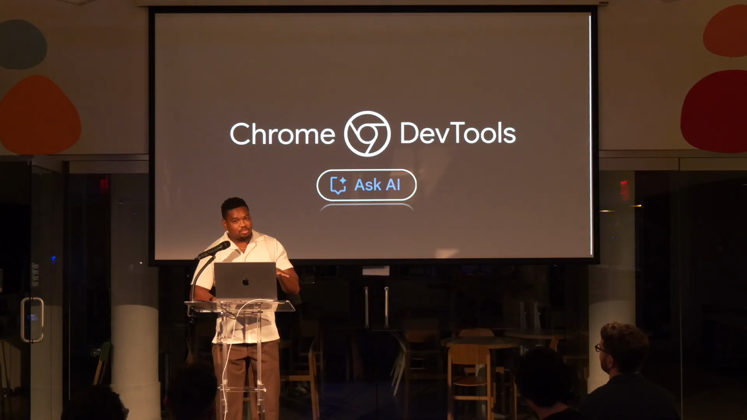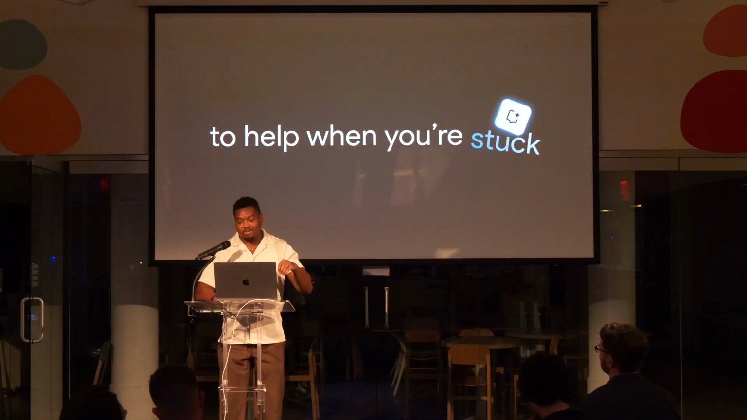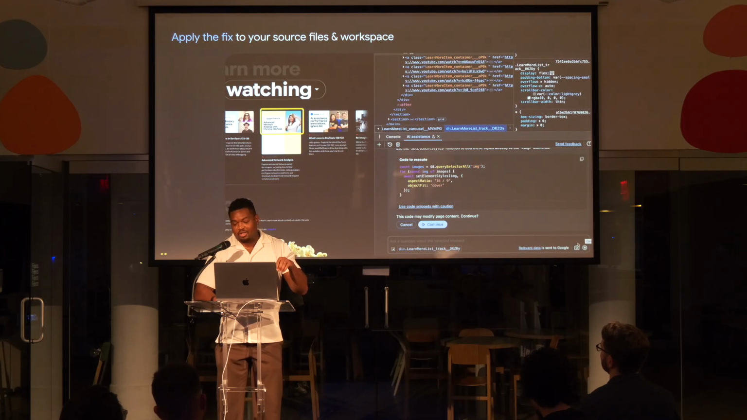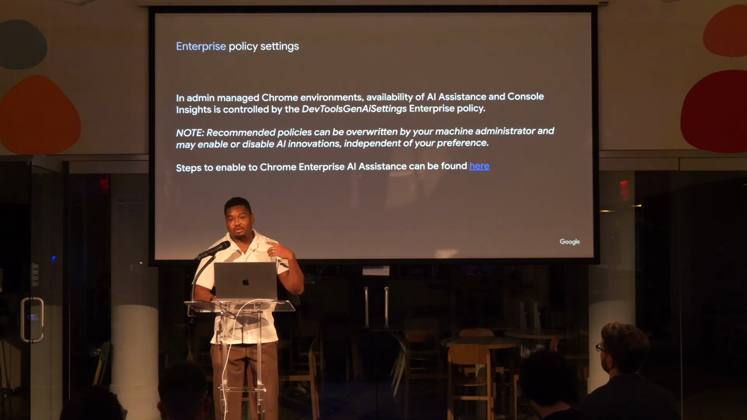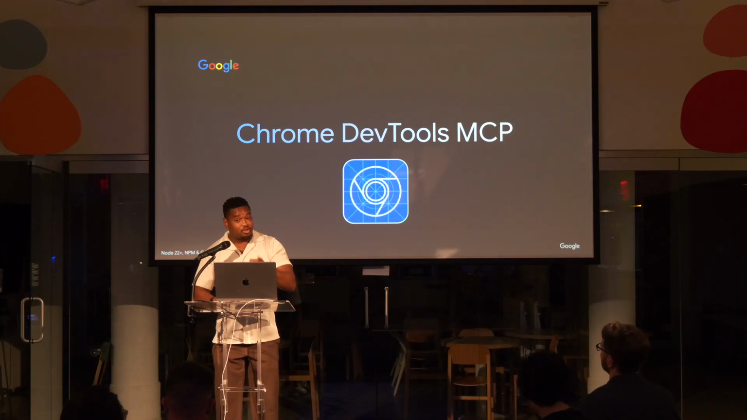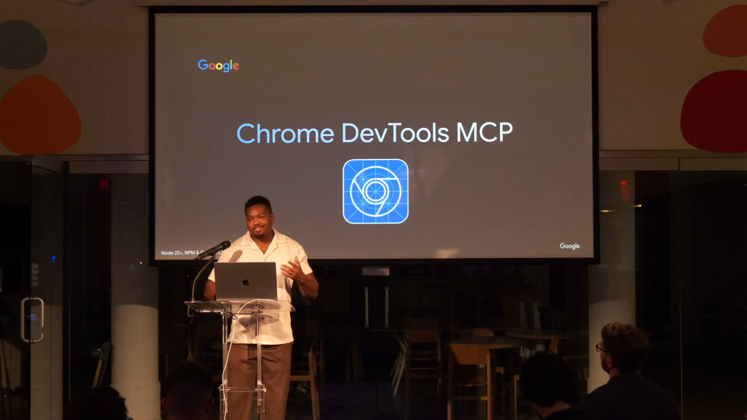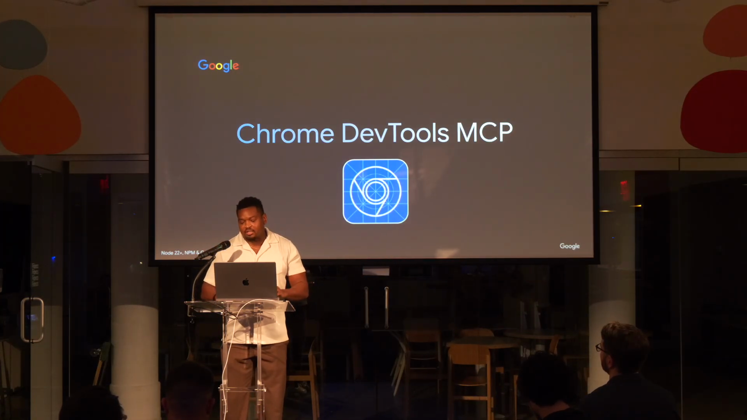I'm going to skip over a bunch of these slides real quick because there's another section here that talks about AI assistance within Chrome DevTools. But I'd actually like to focus a little bit more on what you guys are probably more focused on, which is how does your agent actually access DevTools?